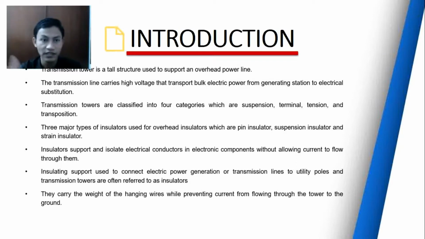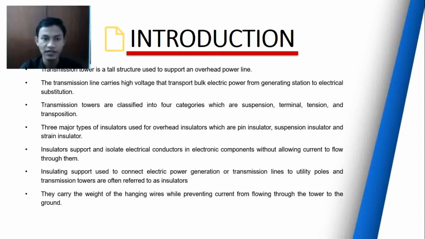So basically, we know that the transmission line is a tall structure to support the overhead line. The transmission line carries the high voltage to support bulk electric power from the generating station to the electrical substation. Next, transmission towers are classified into 4 categories, which are suspension, terminal, tension and transposition.